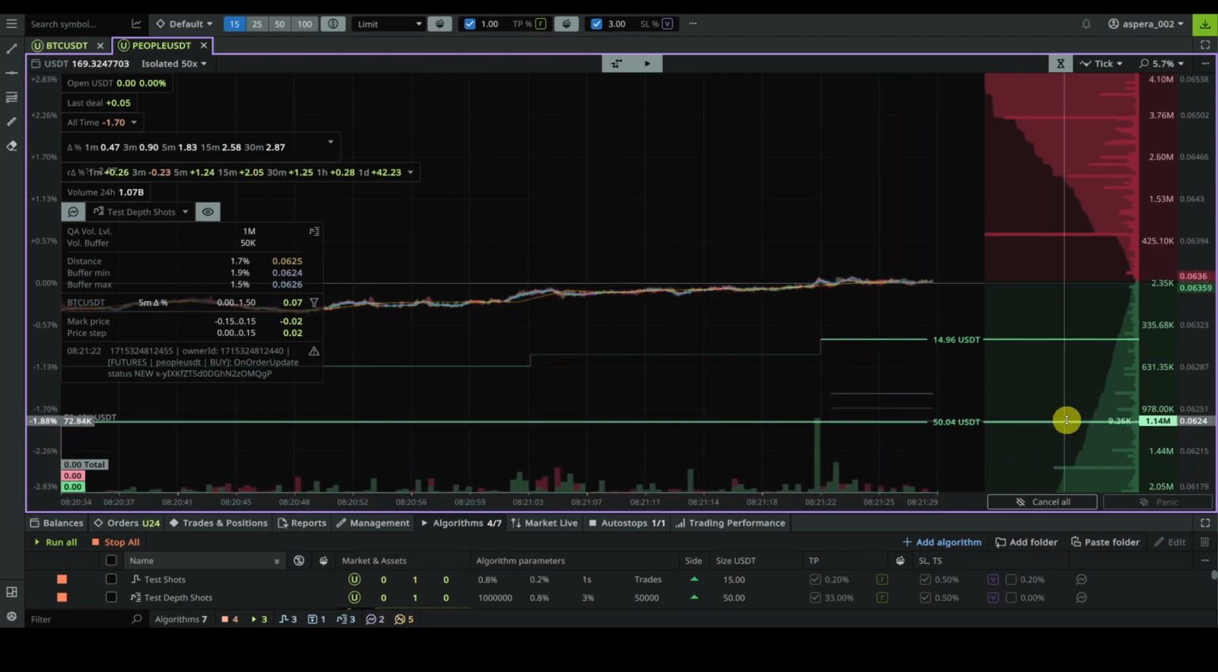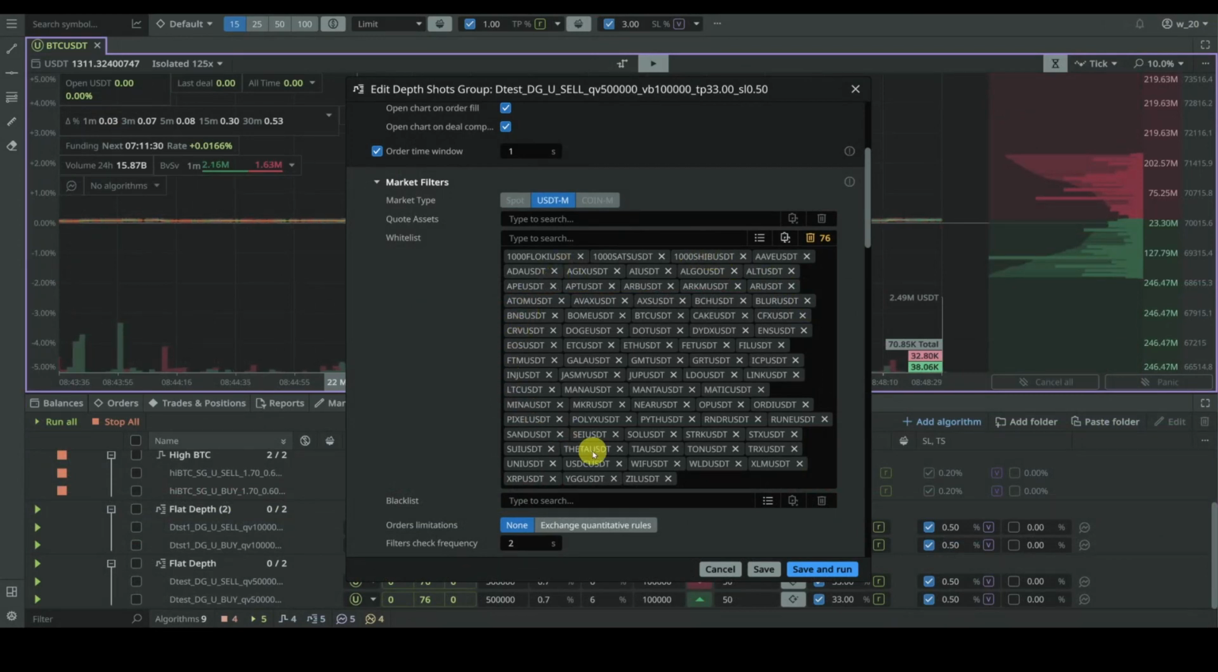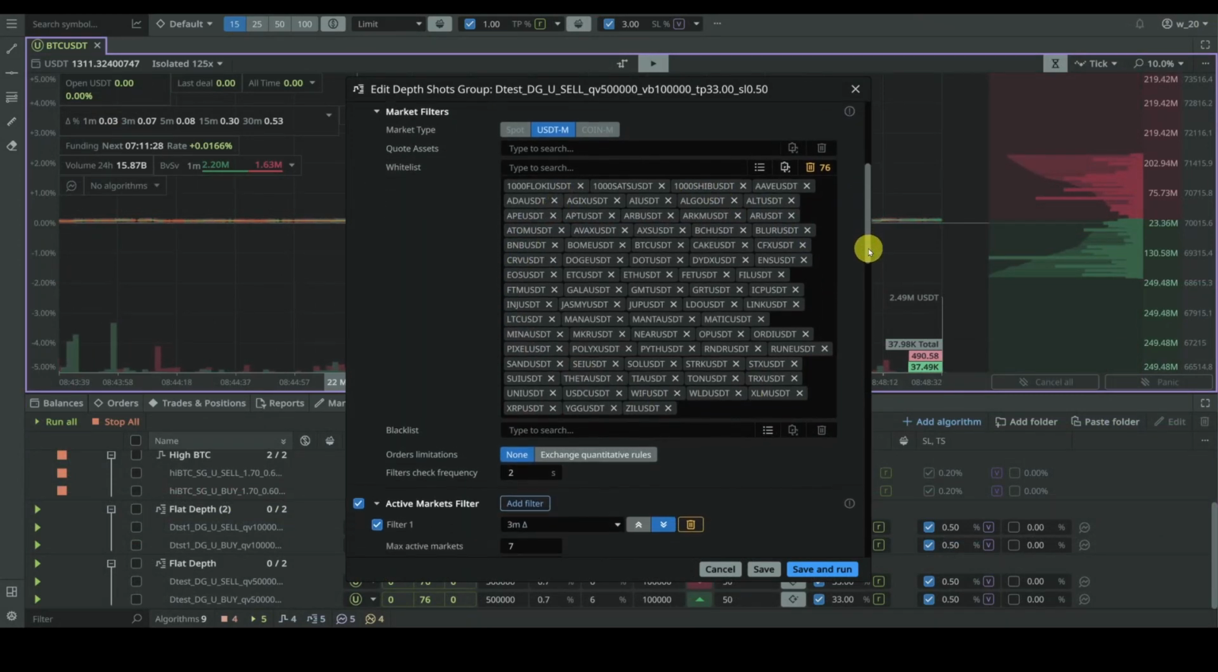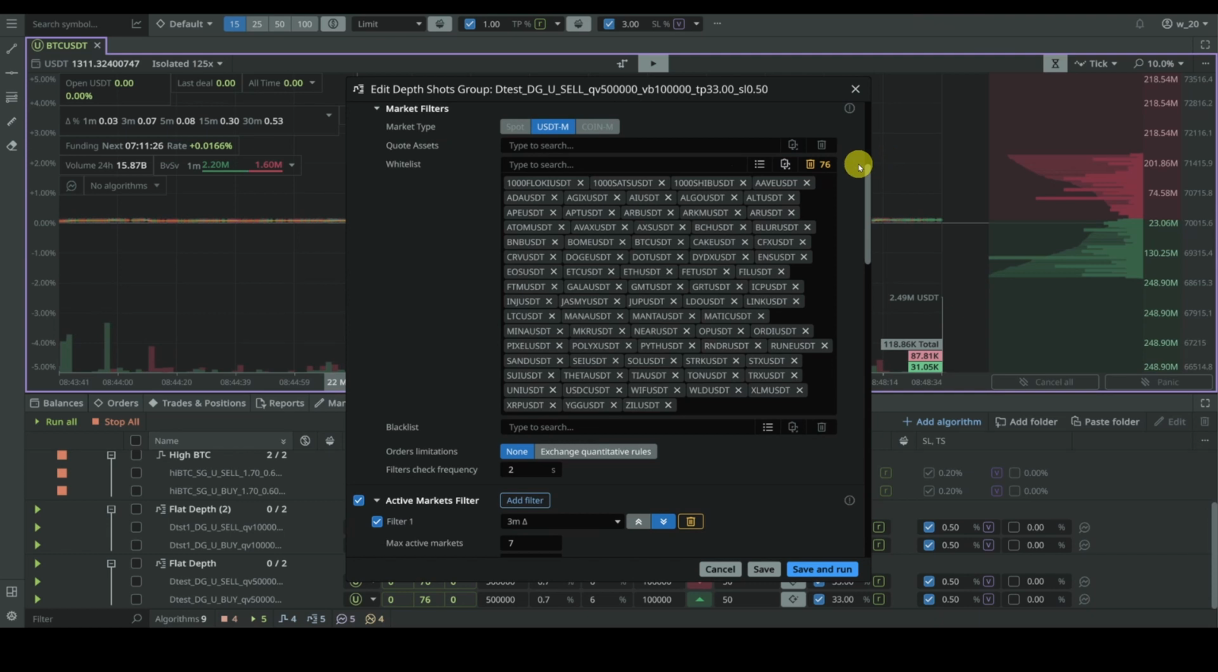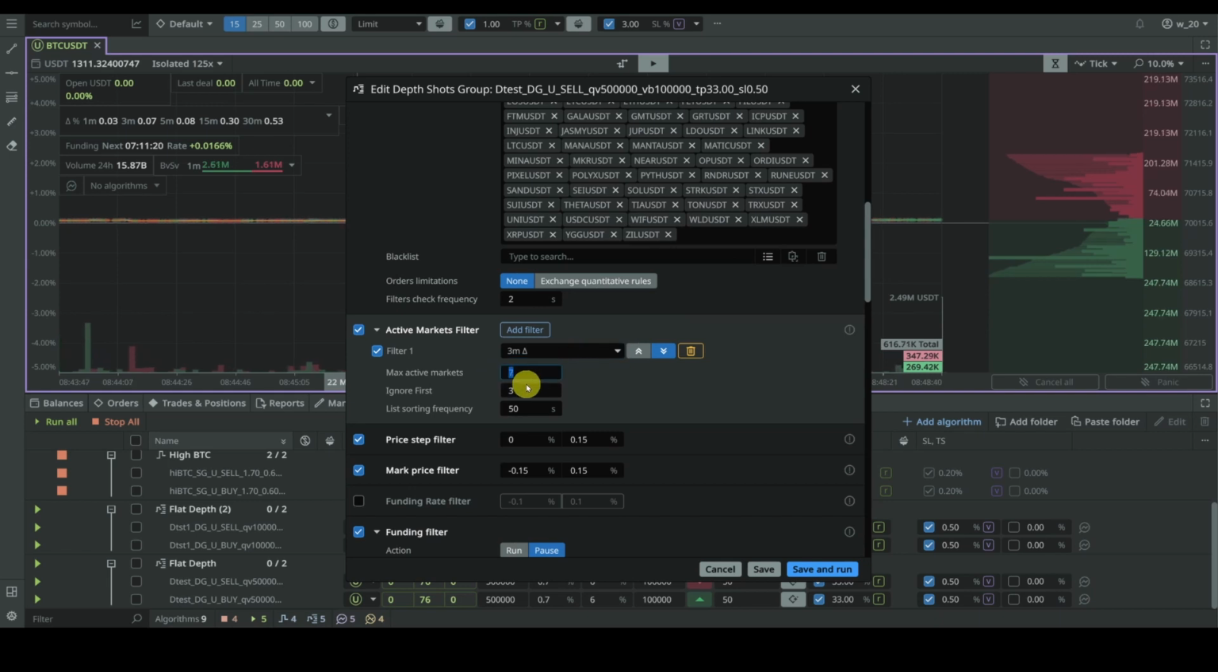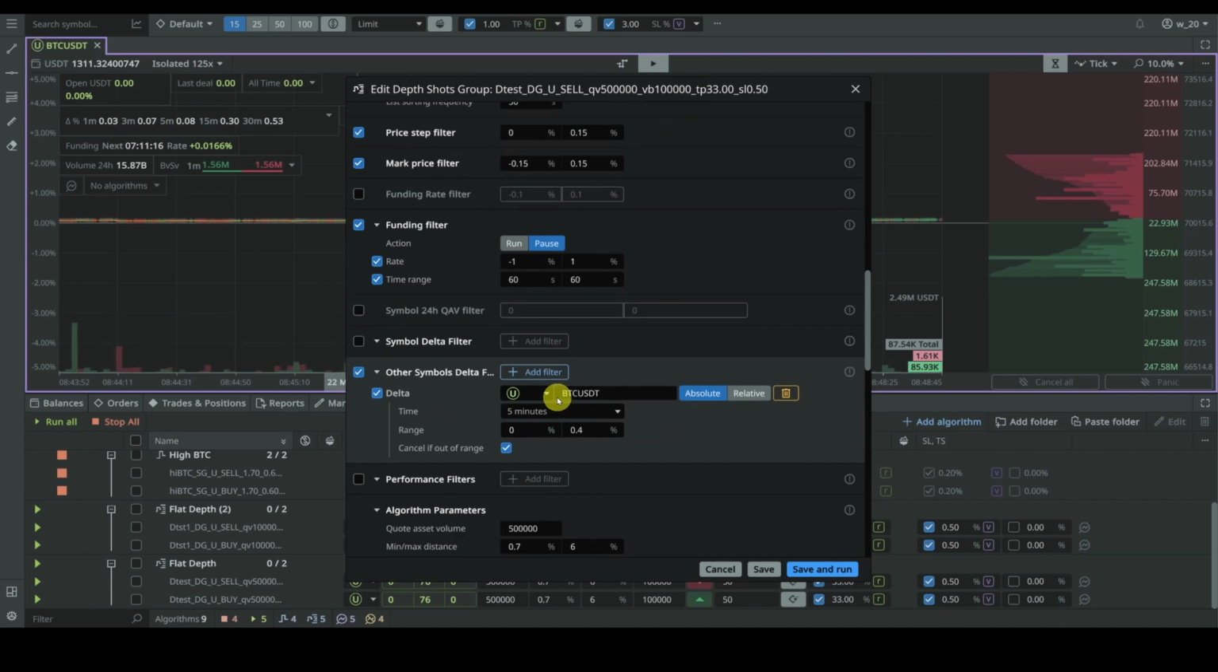There are probably more refined ways of selecting coins, but for my first tryouts I've chosen about 70 high-density heavy coins and set them to 7 active markets, skipping the first 3. There is no deep reasoning behind this, it's just a starting point. Bitcoin Delta was set to flat.